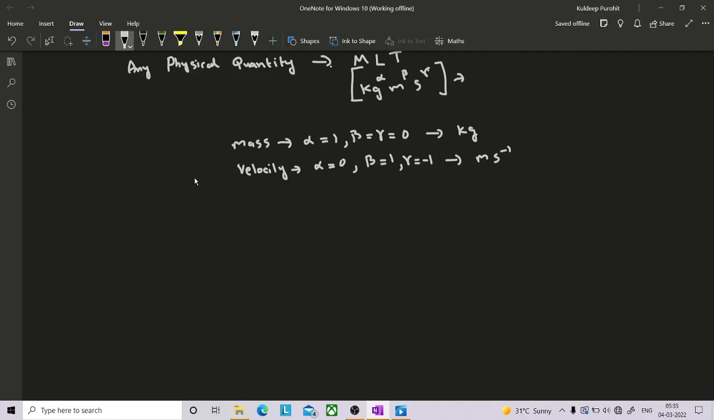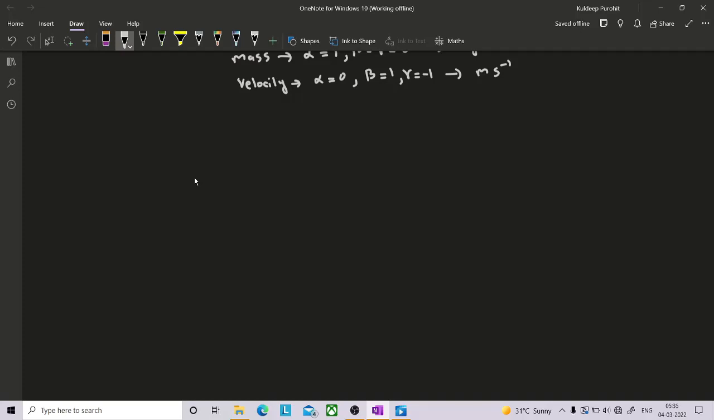Now, let me write here kilogram raised to alpha, meter raised to beta, and second raised to gamma. I can replace kilogram with energy by c square. Why have I done this? Because I know E is equal to mc square, and mass can be written as energy by c square. So this is the mass, which can be written as (energy by c square) raised to alpha.